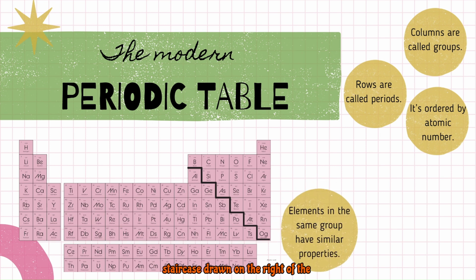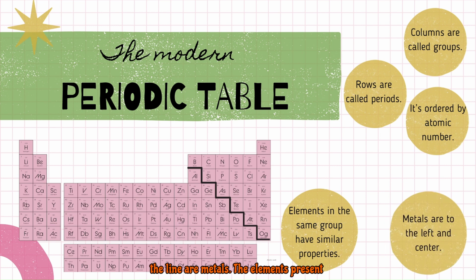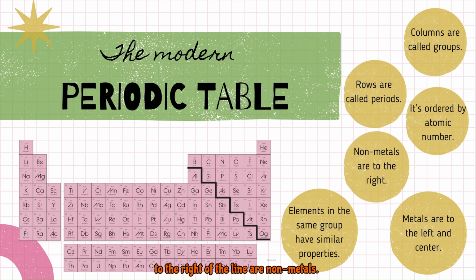The staircase drawn on the right of the periodic table in bold black is the dividing line between metals and nonmetals. The elements to the left of the line are metals. The elements present to the right of the line are nonmetals. The periodic table helps us understand how elements interact, predict chemical behavior, and even discover new elements.